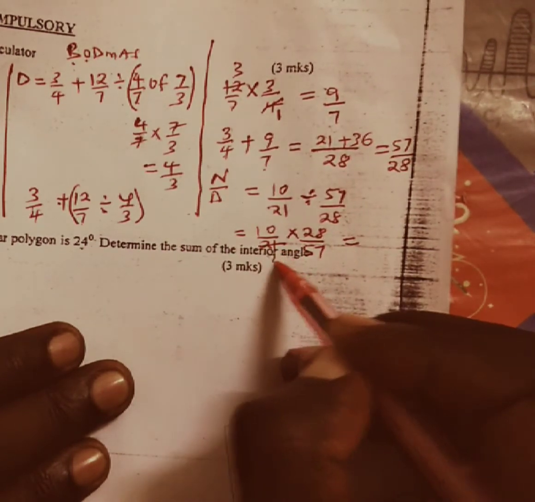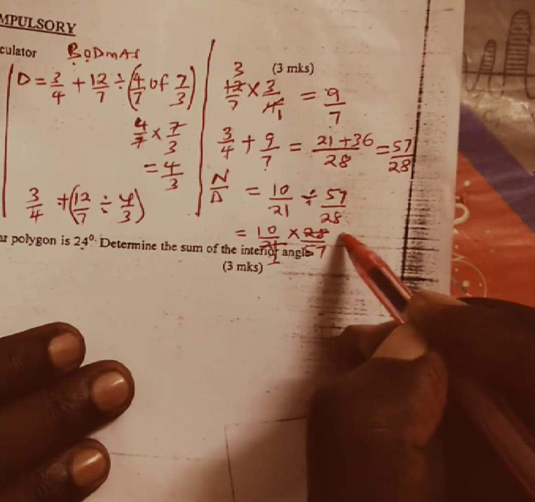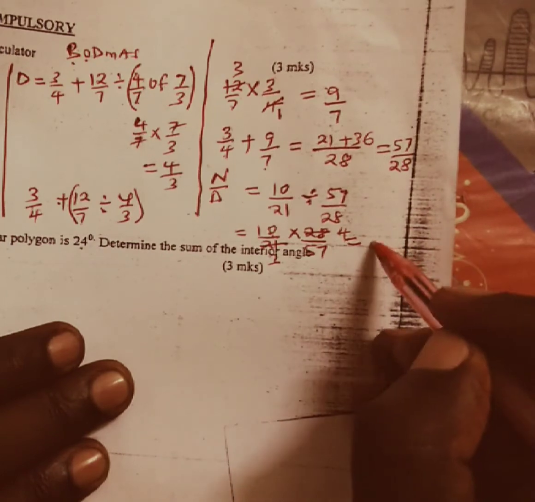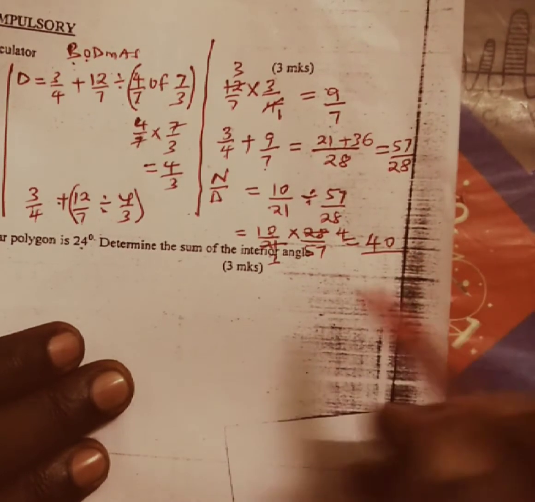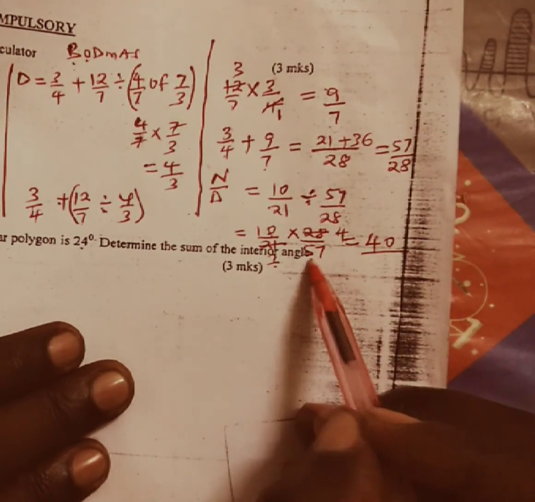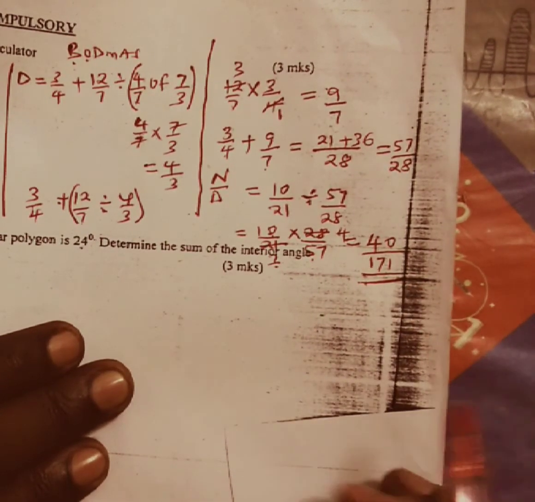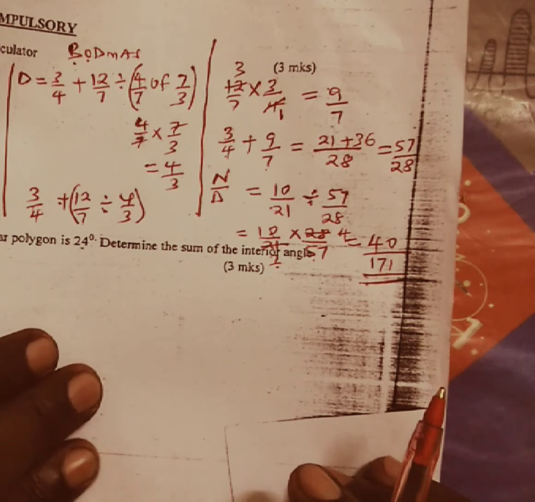21 divided by 7 you get 3, and 28 divided by 7 you get 4. And if you take 10, you multiply by 4, it will give you 40. You divide by 3 times 57, which will give us 171. And this is the answer to question number 1 under fractions.